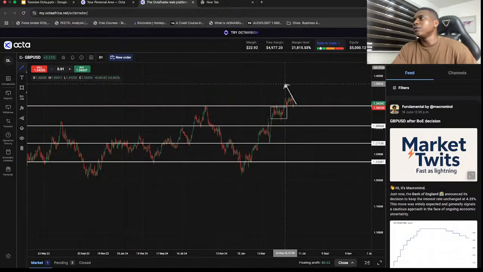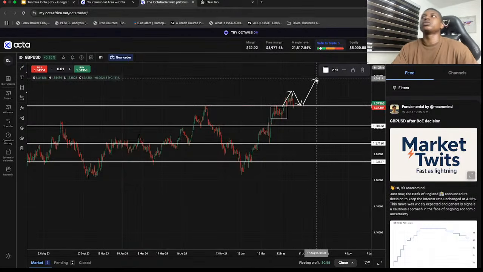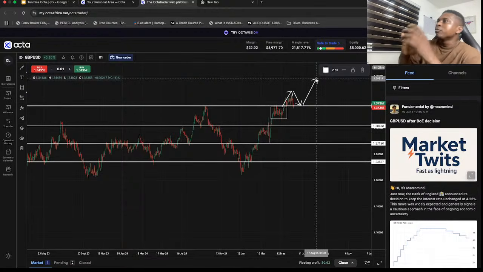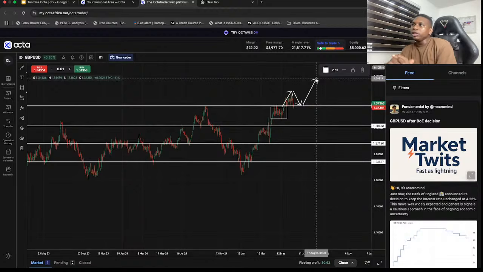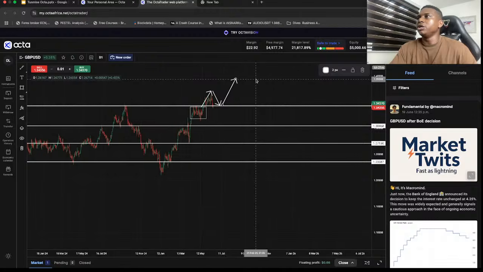Okay, so first we had a breakout, similar pattern to what we saw on our EURUSD, and then we have a pullback, after which we would see a continuous move in price. So the outlook on GBPUSD is equally as bullish as that of the EURUSD.